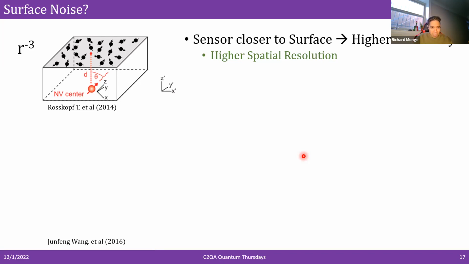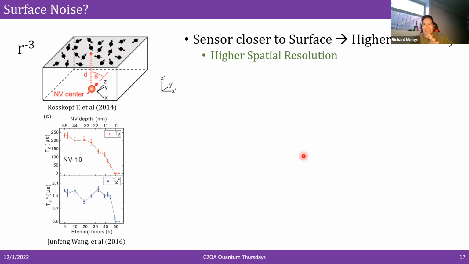Another thing I did forget to mention is that another reason we want to place the NV center close to the surface is also for higher spatial resolution as well. So, like I mentioned, there are many experiments showing that as the spin lifetime of shallow NV centers gets shallower and shallower close to the surface, the spin lifetimes are much shorter than the bulk counterparts.